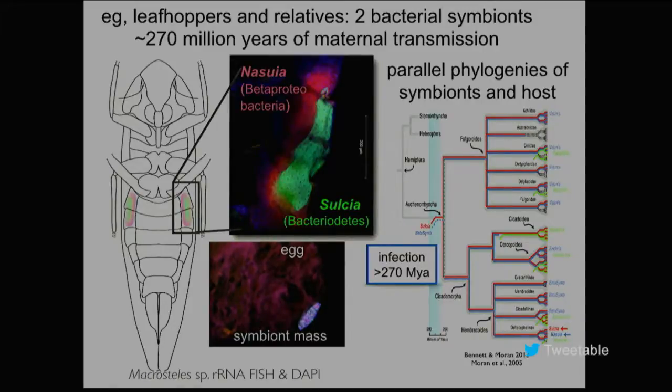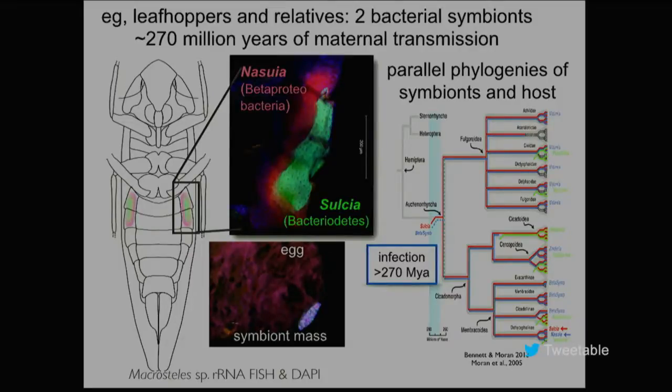of bacteria. One of them is called Sulcia, one of them is called Nasuia, and they live in these distinct cells within this organ. So here's a bunch of cells. The blue dots are the insect nuclei stained with DAPI. These symbionts are typically in all these systems maternally transmitted, so that's a key aspect of their evolution and probably why they are so extreme.